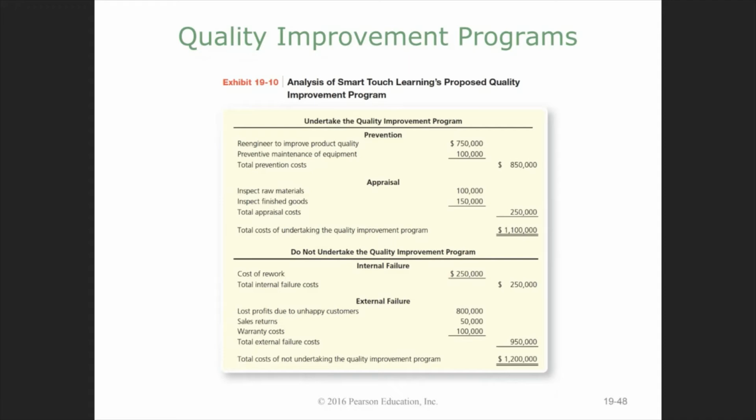So they have their preventative measure, and for their preventative measure, they're saying, okay, we're going to re-engineer to improve product quality, and we're going to put $750,000 in that. And then we have this preventative maintenance of equipment, because we want to make sure our equipment is up to par and it's not going to break down on us. So we're gonna put $100,000 in an account for our preventative maintenance of equipment. And so we expect our total prevention cost to be $850,000.